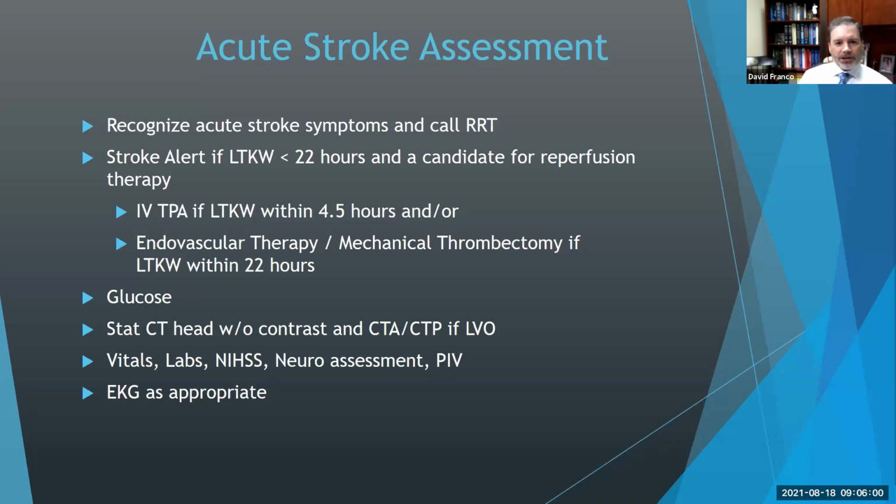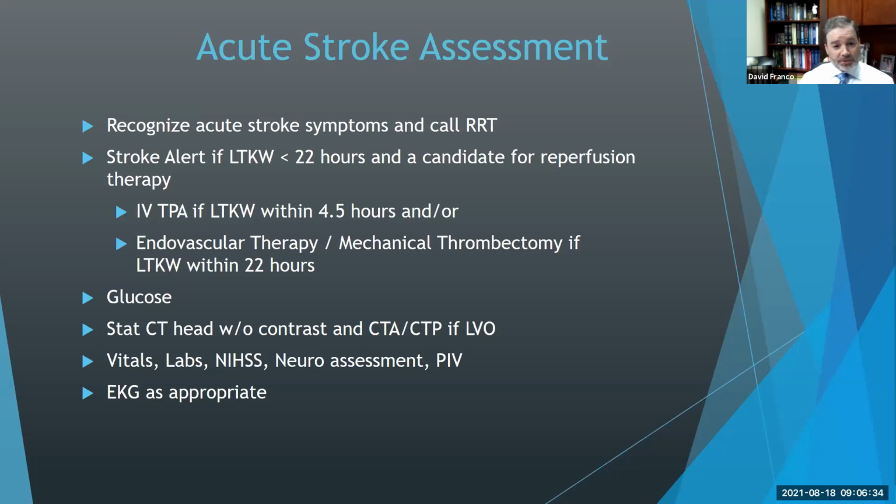But when we're talking about calling a stroke alert, we really need to consider the 24 or practically 22-hour time frame. So if the patient's symptoms started longer than 22 hours ago, or their last time known well was more than 22 hours ago, they're really not going to be a candidate for acute therapies. So whether that's TPA or thrombectomy, the stroke alert is not going to be as relevant for that. Sometimes that's difficult to know for sure.